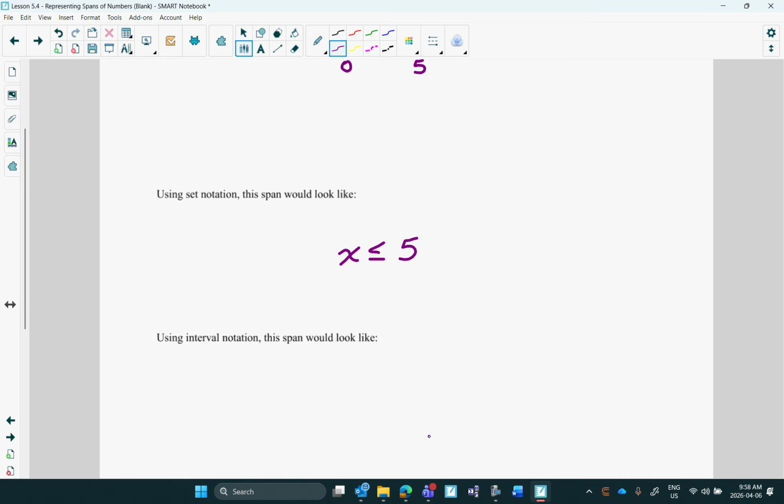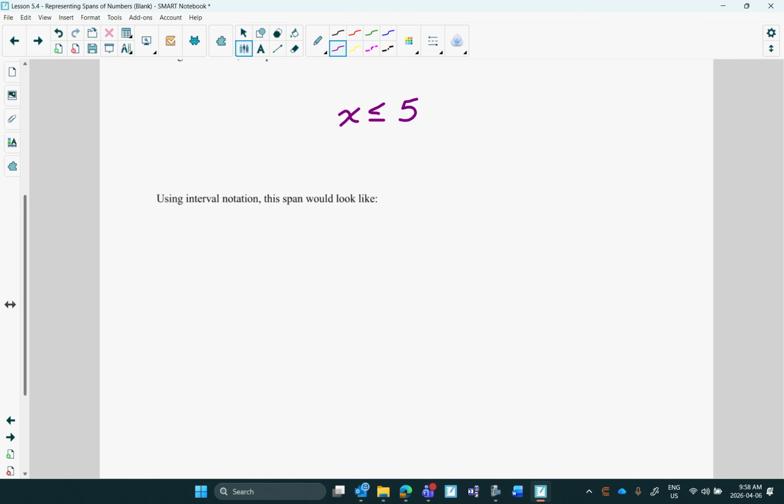Okay, this next one, you're going to have to bend your mind a little bit. Notation for an interval. Everything less than or equal to 5. What's the highest number in that span? 5. Do I include it or not? Which means what kind of symbol do I put around? Look at the previous page. Bracket.